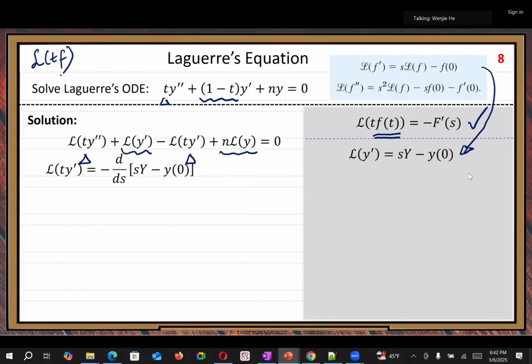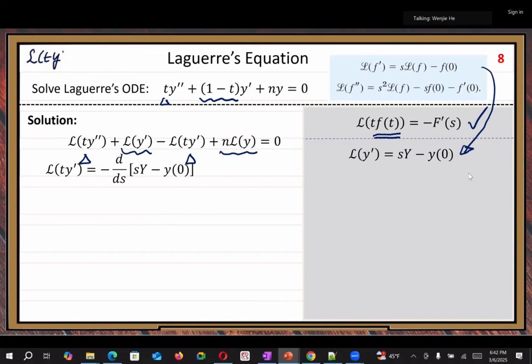Then this one. How to see this one? This one comes from that. Here is my understanding. Let me show you, if you cannot see it.